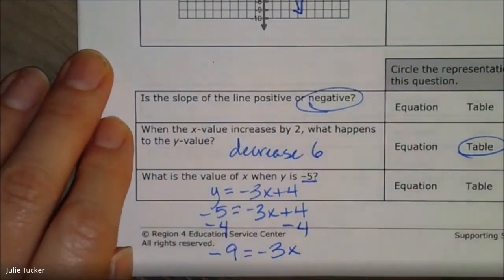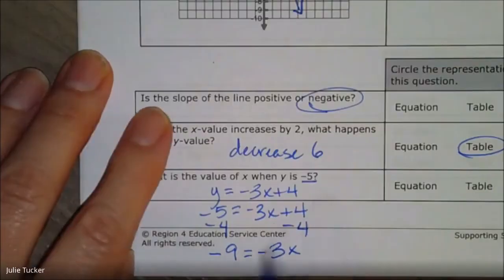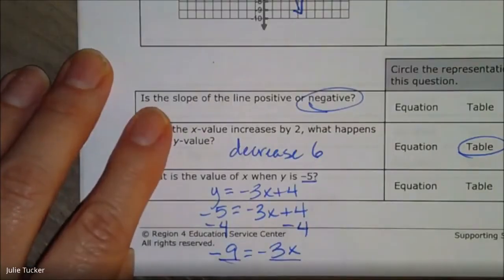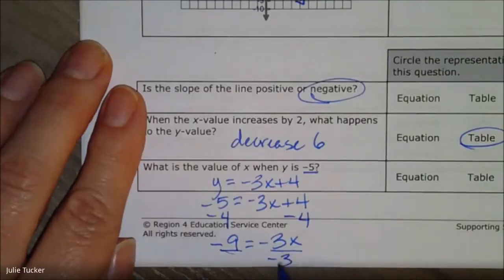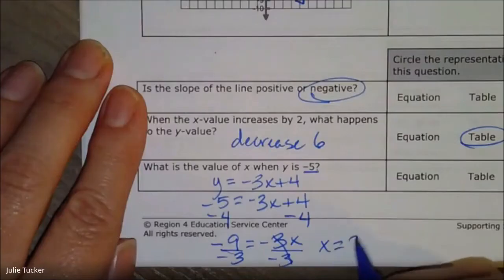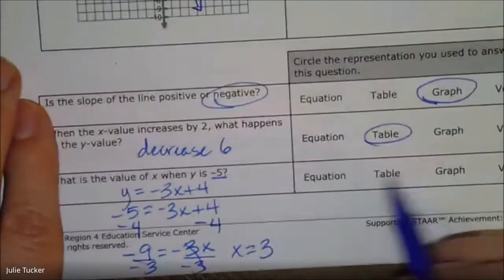Now what? Good. So what am I going to divide by on both sides? -3. Good. Equals 3. Good job. So we use the equation to get that.